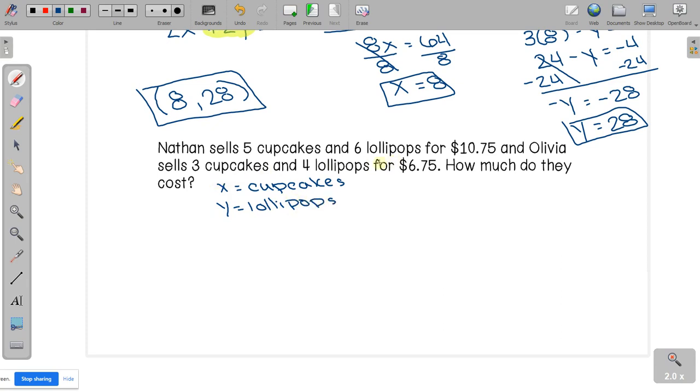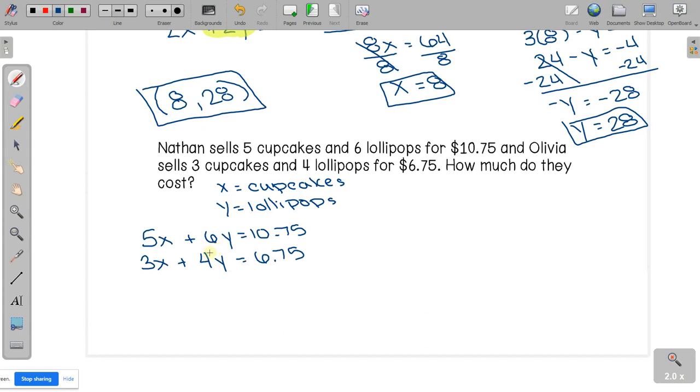So let's write the first equation. 5 cupcakes and 6 lollipops. So it's going to be 5x plus 6y, and that is equal to $10.75. The second equation, 3 cupcakes, so 3x, plus 4 lollipops, so 4y, is equal to $6.75. So we need to figure out how much each cupcake and each lollipop cost.